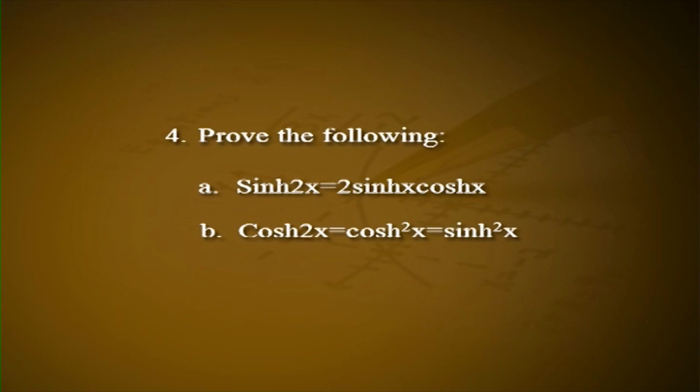Fourth question, prove the following. A. Sinh 2x is equal to 2 sinh x cosh x. B. Cosh 2x is equal to cosh square x plus sinh square x.